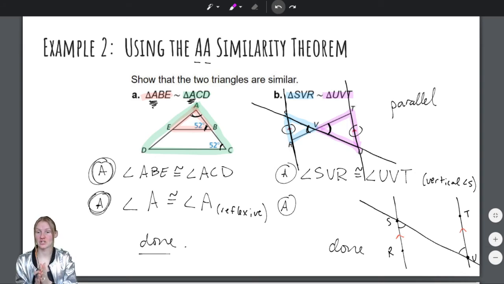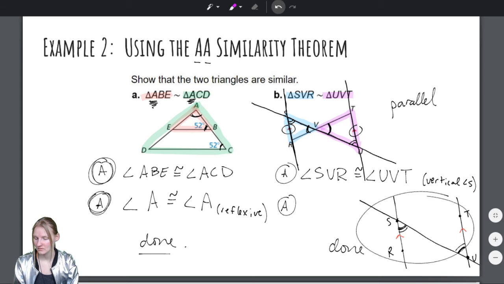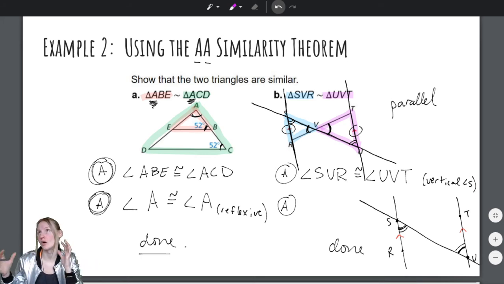Think back to chapter 3, section 3.1, when we first started talking about transversals. And I guess this is actually section 3.2, because if I have parallel lines, then alternate interior angles are congruent. So, angle RSV and angle TUV are congruent. It's hard to see it without extending these lines, like extending the sides of the triangle. But anytime you have parallel lines, look for alternate interior angles, alternate exterior angles, corresponding angles, something like that.